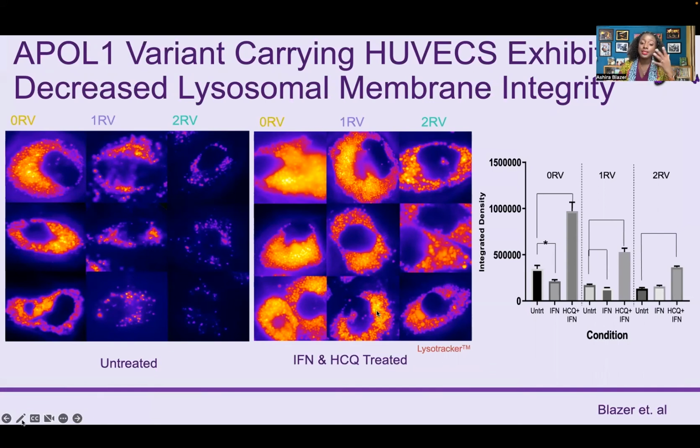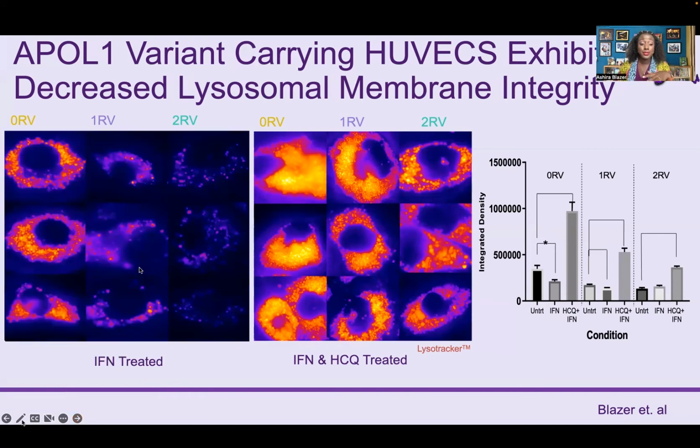And when we give hydroxychloroquine, which neutralizes the pH of lysosomes and therefore decreases turnover of lysosomes, you can see that this comes out even more. So you've got many lysosomes in the 0 risk variant carrying HUVECs, and a stepwise decrease with each additional variant. Now this is quantified in over 15,000 cells by integrated density of the LysoTracker staining in 0 risk variant carrying, 1 risk variant, and 2 risk variant carrying HUVECs.